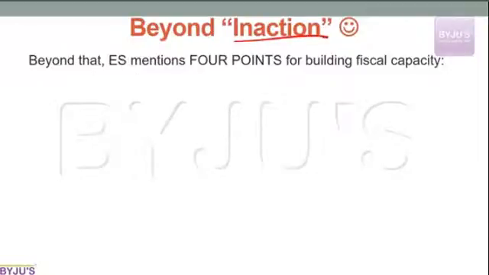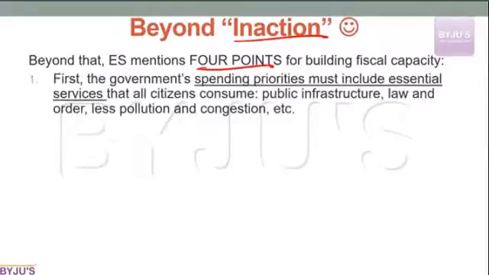However, beyond inaction, we have to do something else also, right? So the Economic Survey mentions 4 points on how to build fiscal capacity. First is that government should prioritize essential services. Again, the same chapter discusses the same thing again and again. So don't worry, the essential core of the chapter we already covered. This is just an elaboration.